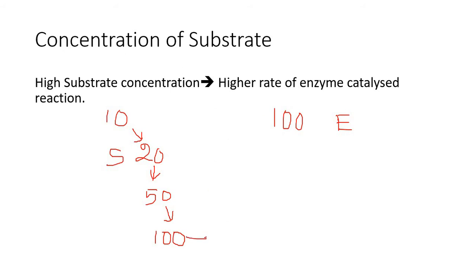Now if you go on increasing the substrate, say you made it 150, the enzyme catalyzed reaction rate will still be the same, because enzyme concentration is constant here. So out of 150, 100 will bind the enzyme, and the remaining 50 substrate will not bind. So your rate of enzyme catalyzed reaction has reached the maximum velocity because all enzyme molecules are saturated.